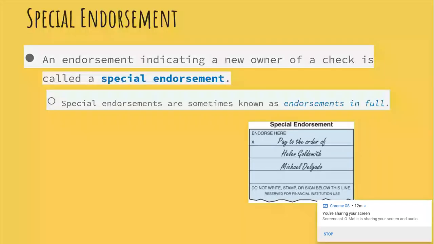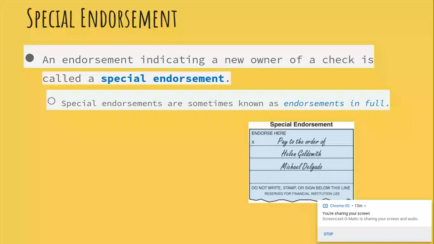Okay. We also have a special endorsement. An endorsement indicating a new owner of the check is called a special endorsement. Special endorsements are also called endorsements in full. They're also called third-party checks. Not very many people take special endorsements anymore just because they're messy. There's too many hands in the pot. There's too many people touching the check. It's just a pathway that banks don't like. They've gotten in trouble too many times where people have signed for other people and it's just a mess. So a lot of times these aren't good anymore, but let's take a look at them.